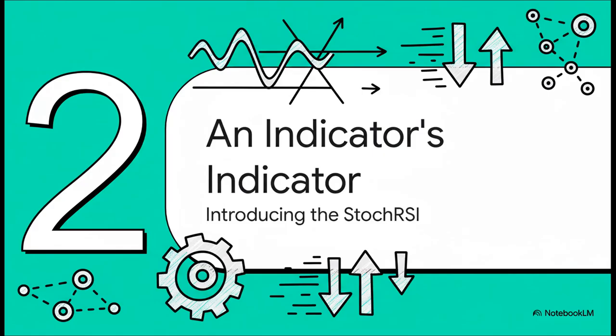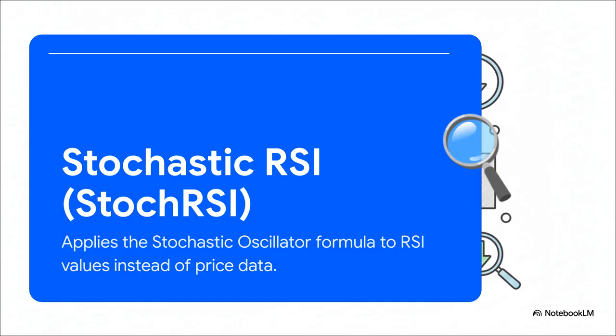So, faced with this problem of, let's call it, a lazy indicator, Chande and Kroll cooked up a pretty clever solution. They didn't try to reinvent the wheel. Instead, they built an indicator for the indicator itself. And that solution is the stock RSI. Now, the genius here is how simple the idea is. Instead of running a formula on price, it runs the stochastic formula on the RSI's own values. It's basically just asking a simple question: where is the RSI right now compared to its own recent highs and lows? It's not measuring the price's momentum, it's measuring the RSI's momentum.